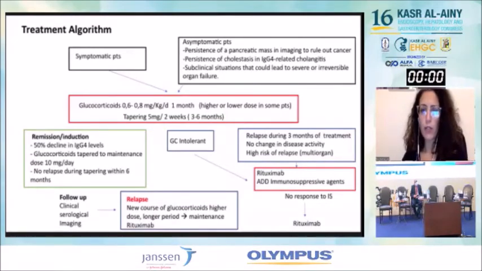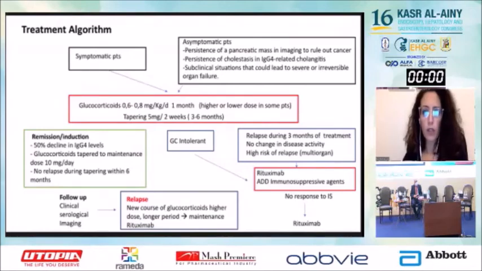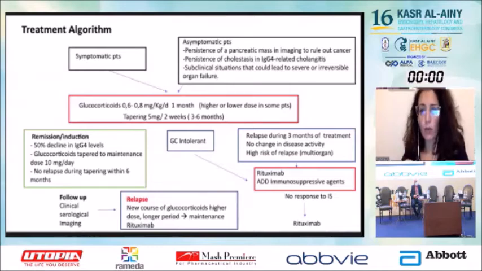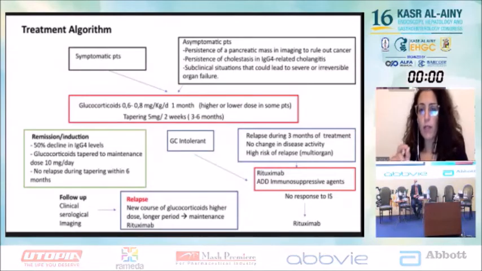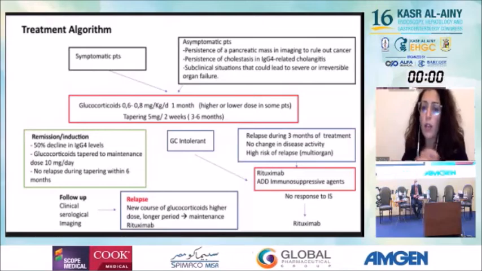First line treatment, validated treatment is still corticosteroids, and the dose is from 0.6 to 0.8 milligram/kilogram per day for 1 month, 4 weeks. The higher doses can be used in some patients, in overweight, etc., and lower doses can be used in some frail patients where we are afraid that they will not tolerate the glucocorticoids.